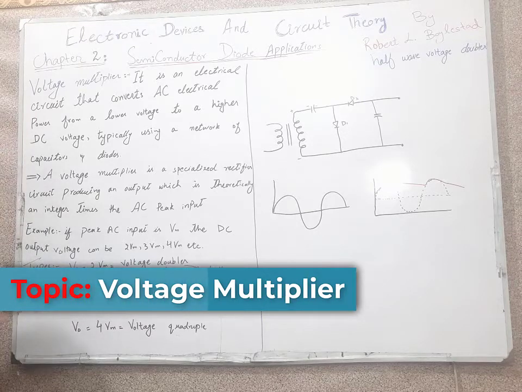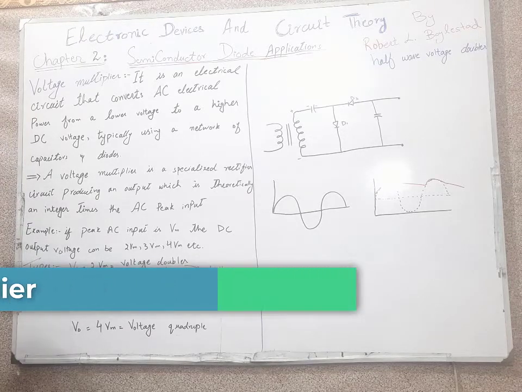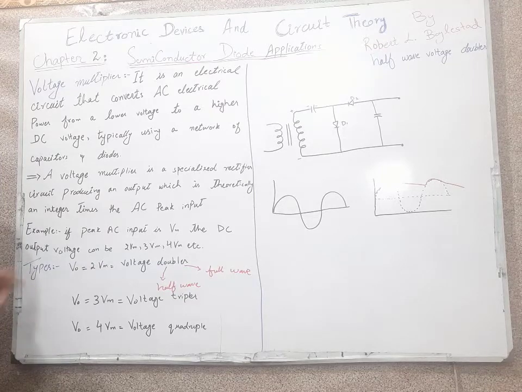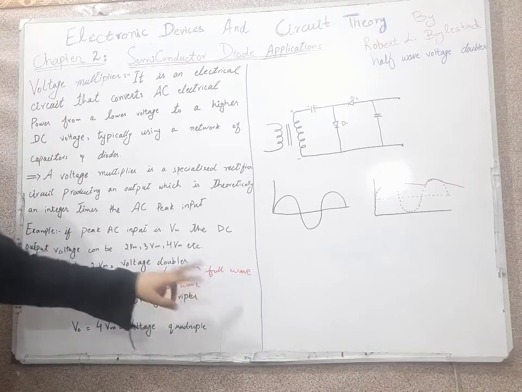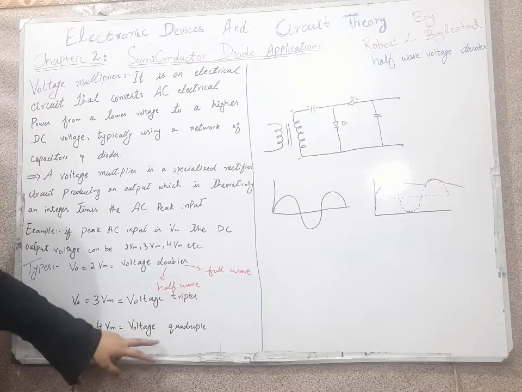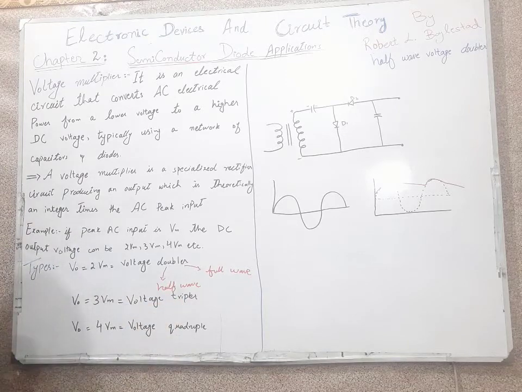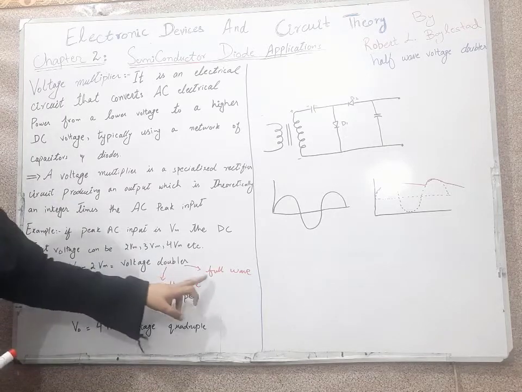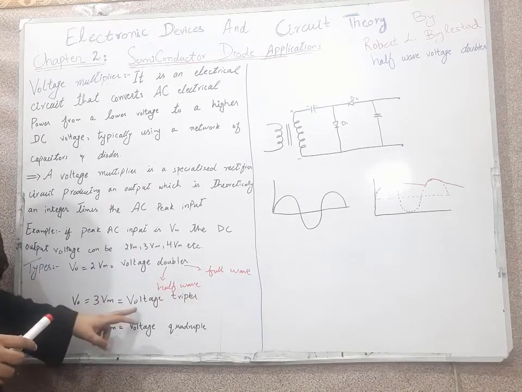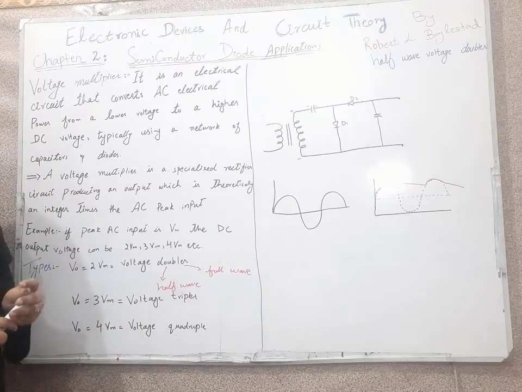the voltage multiplier. In this lecture, we will discuss the voltage multiplier definition and its types. It has 3 types. Number 1 is the voltage doubler, which may be half wave and full wave, then the voltage tripler and the voltage quadrupler. In this lecture, we will discuss the half wave voltage doubler and the full wave voltage doubler. The voltage tripler and quadrupler will be discussed in the next lecture.